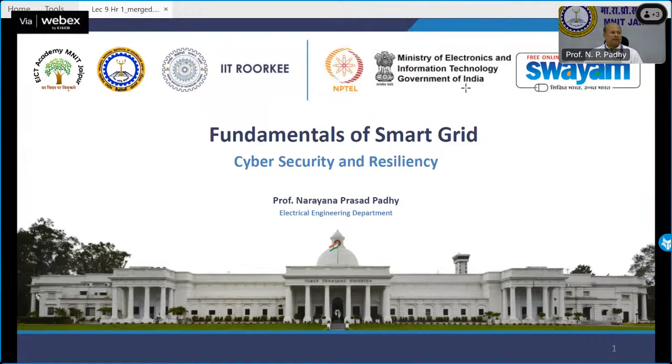Robust is different from resiliency. Robust means it will have resistance up to an extent and will not be affected, and then finally it will fail. But resilience welcomes failures, and it has an inherent capacity to come back to its normal operation after some time. So cyber security and resiliency are both very important concepts in the modern distribution system.